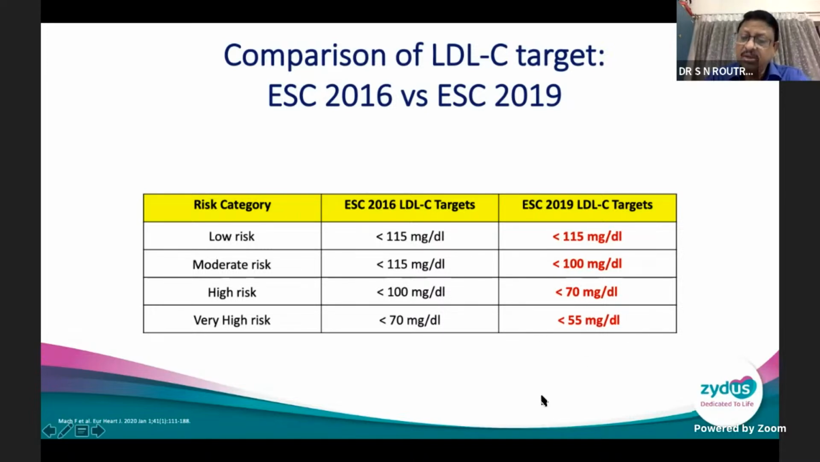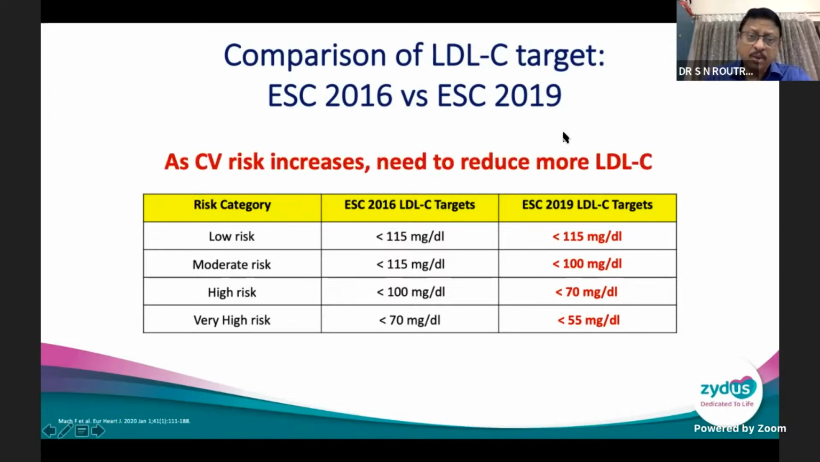Now the Lipid Association of India has gone further, with further reduction: for very high risk, less than 50, even in categories A and B. Likewise, you can go further down as per the requirement. So as the CV risk increases, the need to reduce the cholesterol becomes greater. The higher the risk, the lower the level of LDL cholesterol you need. So the target is guided by the risk. How much risk is there? The target varies accordingly.